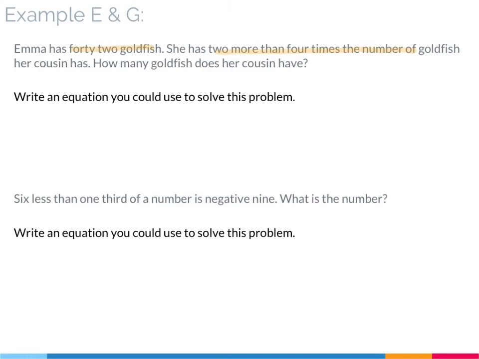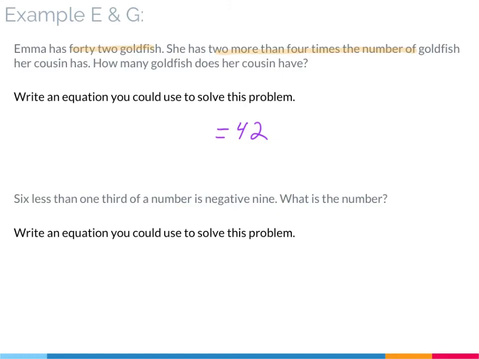In this case, it's going to be how many goldfish Emma has versus how many goldfish her cousin has. So on one side of my equation, I'm going to put Emma's 42 goldfish. And again, I'm going to put that on the right. It doesn't mean that I have to always put it on the right, but it's just easier for me for the one number that I know I'm going to be solving for to be on the right side of my equation. So Emma has 42 goldfish.